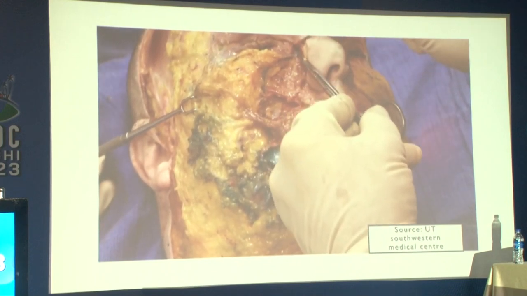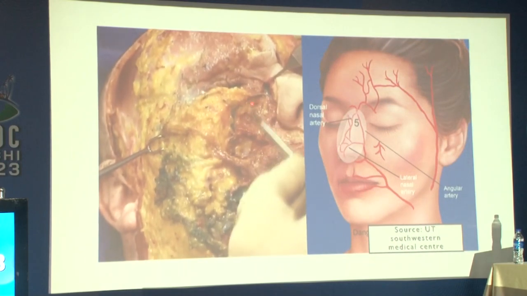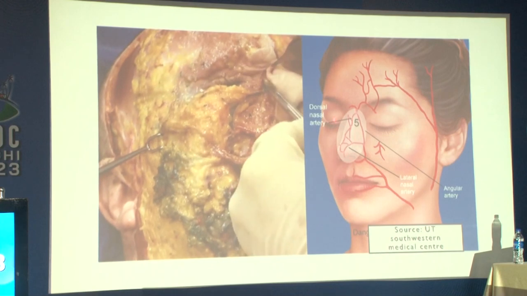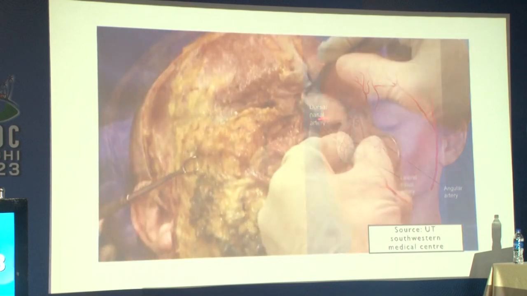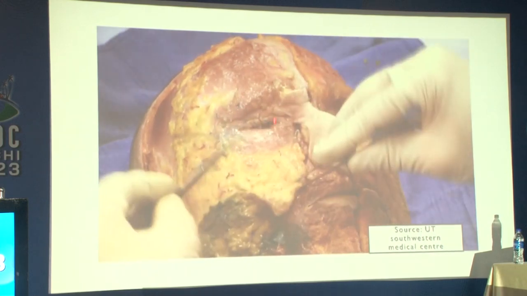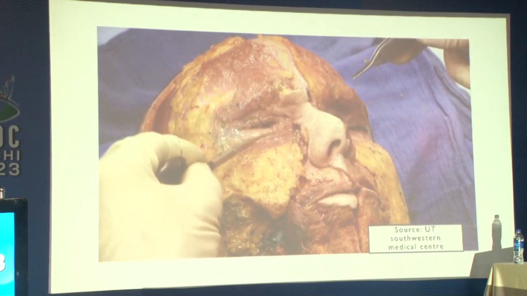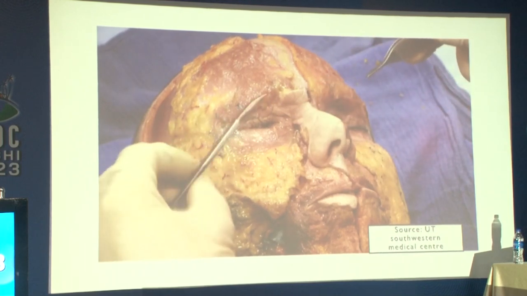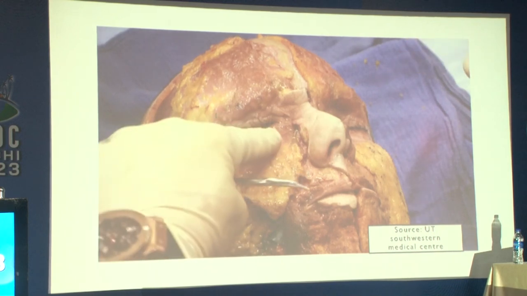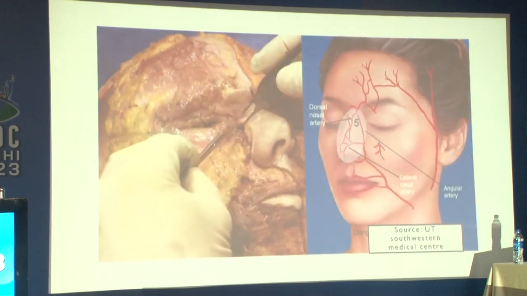As it runs up, we all know the angular vessels are branches of this artery, and again, it is a danger zone. We must not inject here. It gives further the dorsal nasal artery and columellar branches here. These veins drain into the cavernous sinus and can lead to serious consequences. So again, the checkpoint is to aspirate before you inject, every time, so that nothing serious will happen.